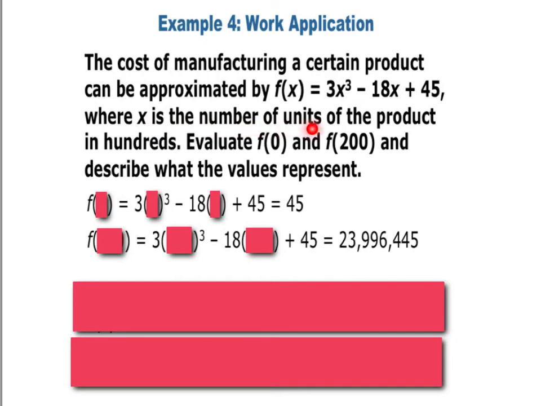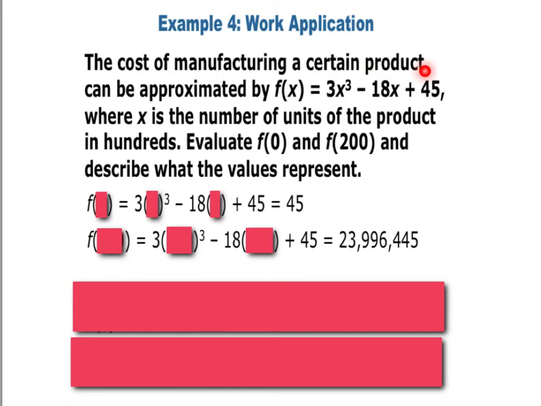Where x is the number of units, okay, so each of these x's is the number of units of the product in hundreds. Now, evaluate what is f of 0. So if x is the number of units, in other words, I do 0 of them, I want to evaluate and find what is f of 0, okay? Now remember, f of 0 is what? The cost of manufacturing a certain product. In other words, if I make 0 of these, what is my cost?